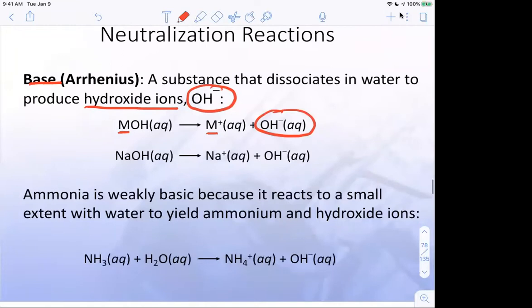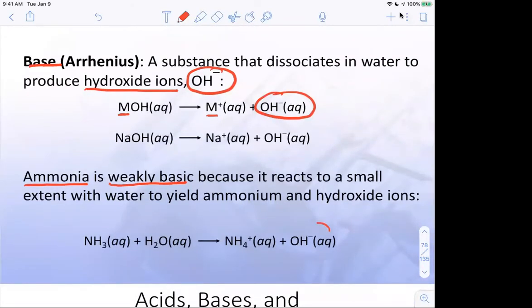Now, ammonia is a weak base because it actually also produces OH- in solution. It just actually has to react with water to yield ammonium and hydroxide ions. This is a weak base, so this reaction actually doesn't occur very much to the product side. Most of the ammonia is still present in its NH3 form.